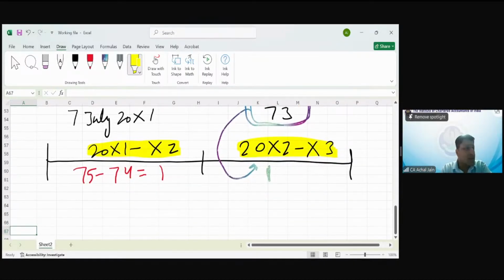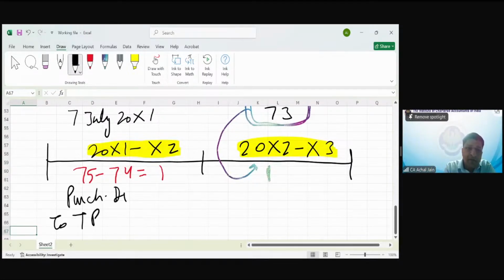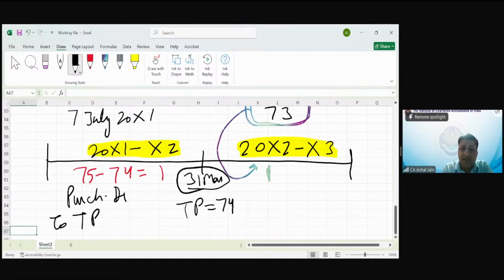When you record this, what do you do? You will debit purchases. You will credit trade payable. On 31st March, you will have a trade payable appearing at 74. Why? Because you have restated this.